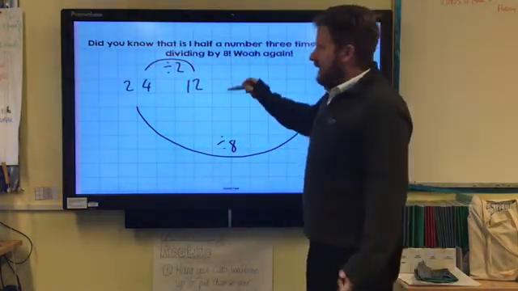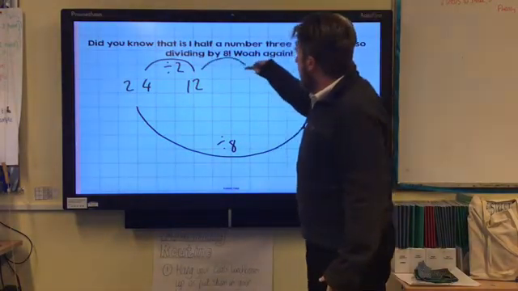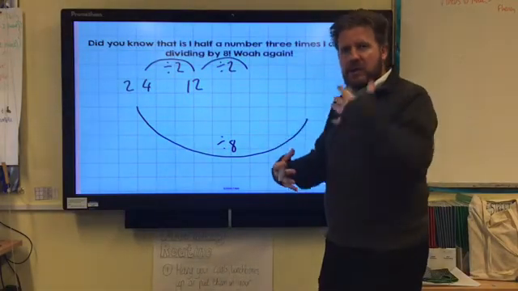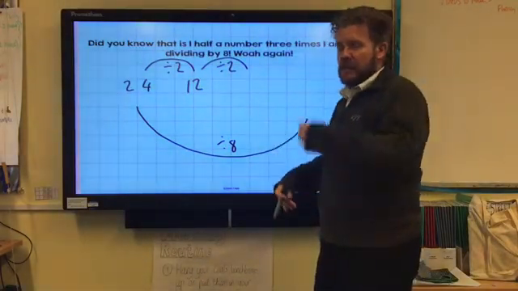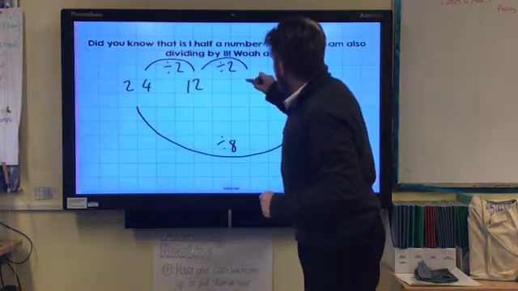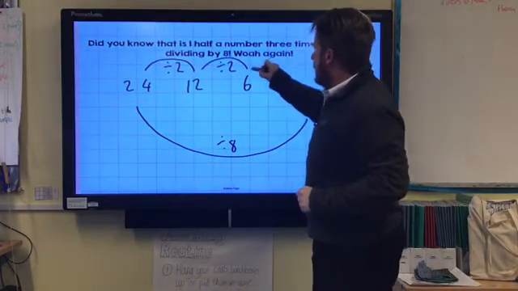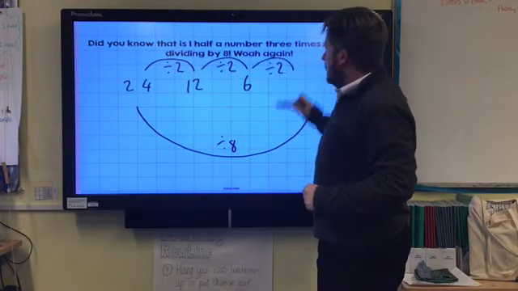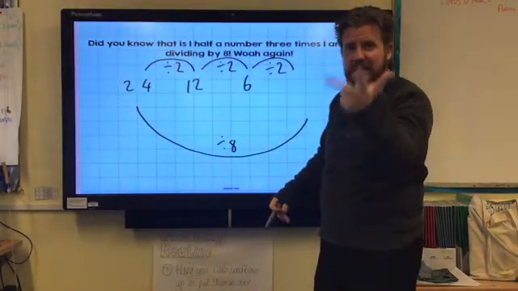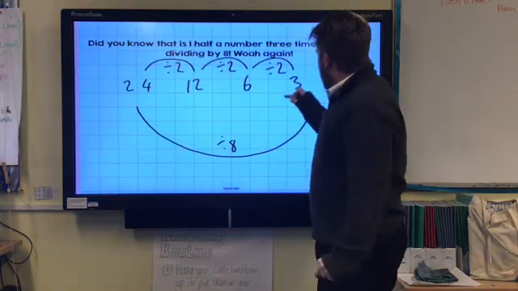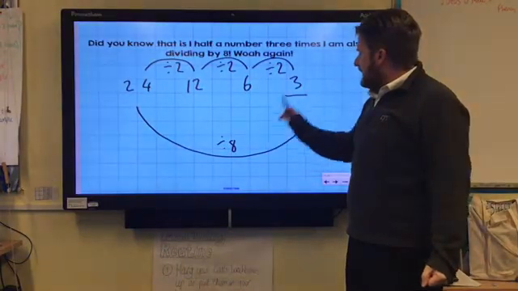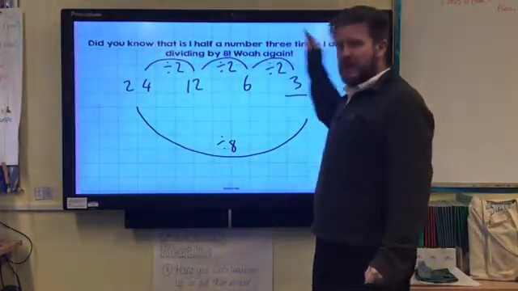Going good. But then I've got to do it again, because if I've got to do it 3 times, I've got to halve the number 3 times. 12 divided by 2. Let's turn it round. 2 times something equals 12. So 2, 4, 6, 8, 10, 12. 6. Excellent stuff, all right? But we're not there yet. We've got to do another one. Divide that by 2. So 6 divided by 2, or 2 times something makes 6. 2, 4, 6. 3. We can pop that in there and we get an answer. There you go. So 24 divided by 8 is 3, because we've halved, halved, and halved.